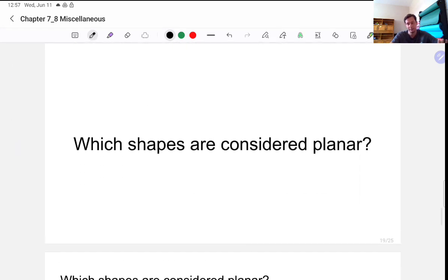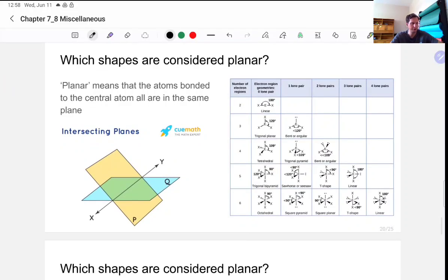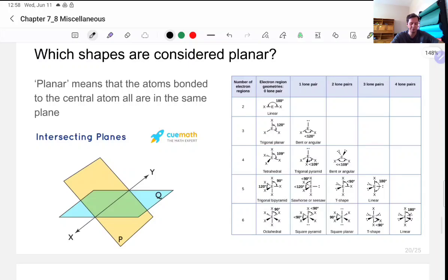Last thing, again, you can see these aren't that strongly related. Which shapes are considered planar? So what does it mean? Planar means that the atoms bonded to the central atom are all in the same plane.